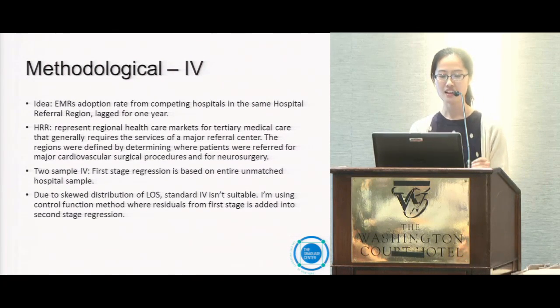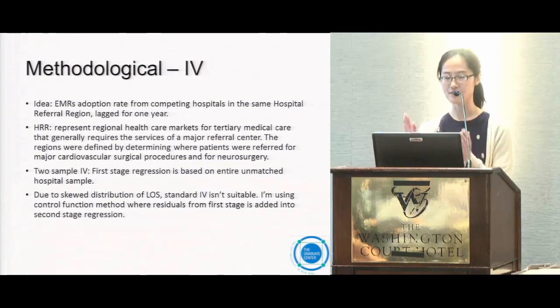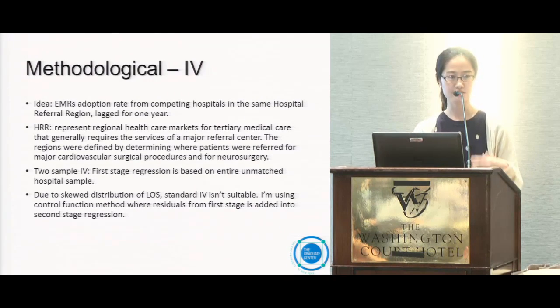And just a little bit more on the instrumental variable here. I am using the two-sample IV because the first stage is going to be run on the hospital level, and the second stage is on the patient level. And I'm using control function because length of stay is a highly skewed variable. It's not normally distributed. It's very skewed to the left. So I have to use control function instead of the two-stage least squares.